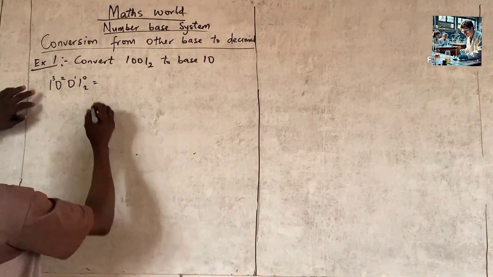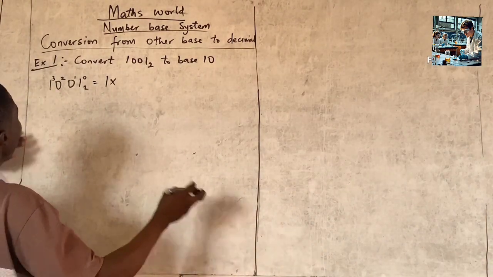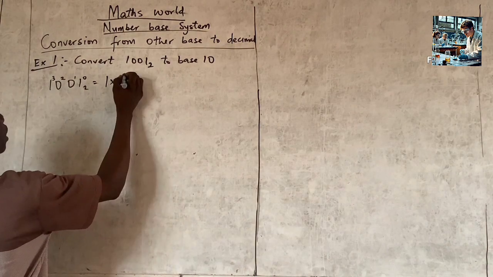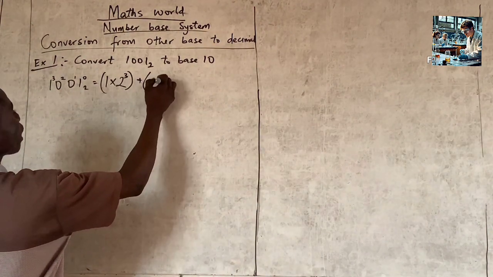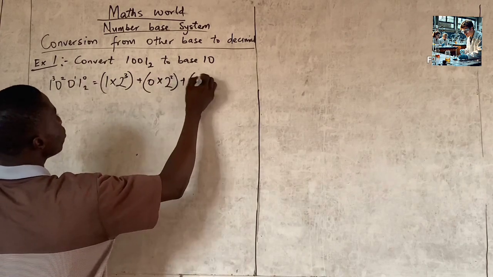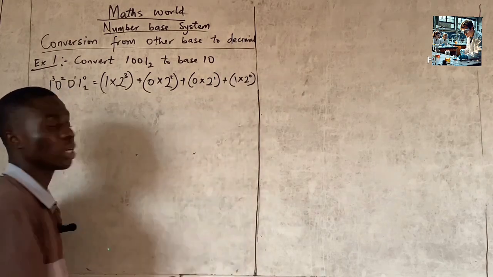The second step, you will now start doing it. Remember how I did it? 1 times the base, which was 10. I want not to rub it, but leave it. 1 times the base is what? 2 raised to power 3. Close the bracket, plus the next one is 0 times 2 raised to power 2 plus 0 times 2 raised to power 1 plus 1 times 2 raised to power 0. You can see how it works.